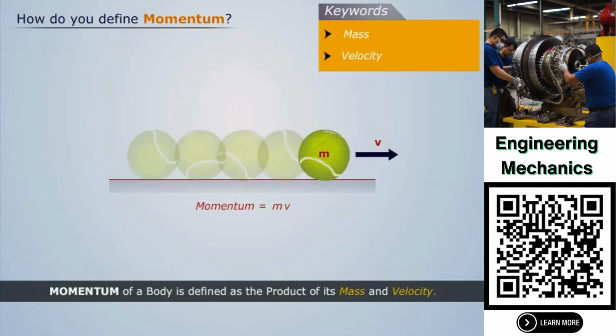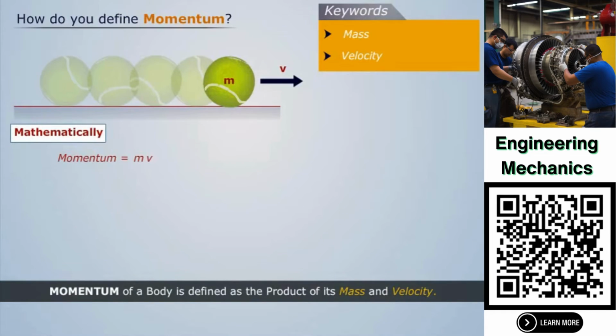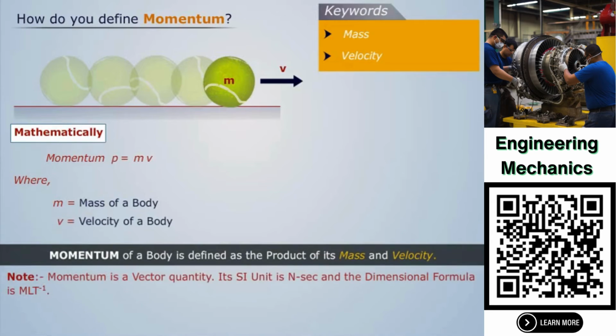Thus, momentum of a body is defined as the product of its mass and velocity. Mathematically, momentum P is represented as m into v, where m is the mass of a body and v is the velocity of a body. Note that momentum is a vector quantity.